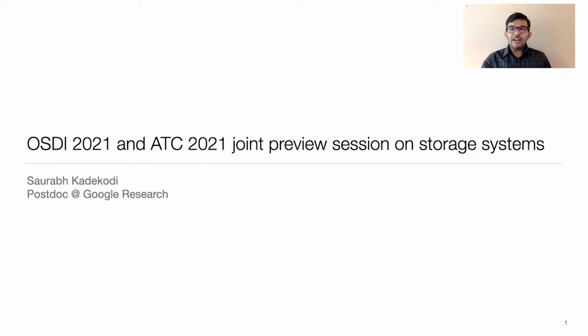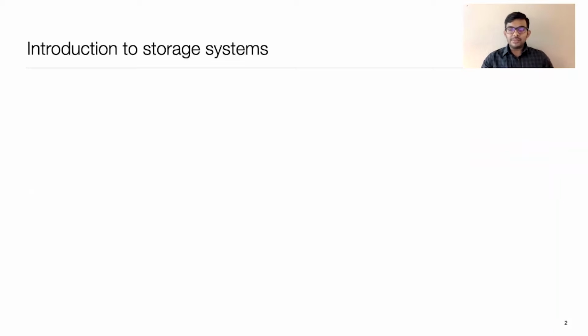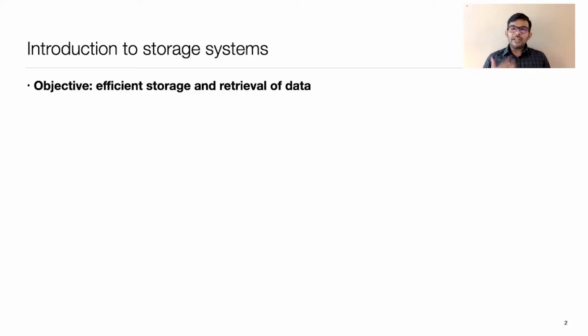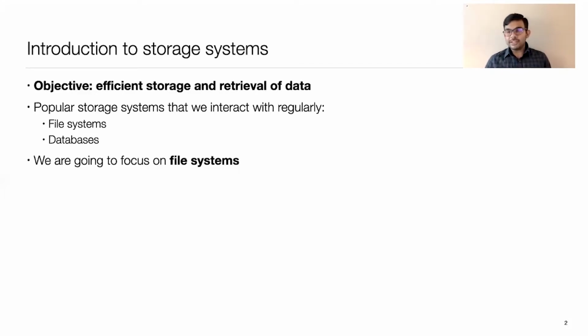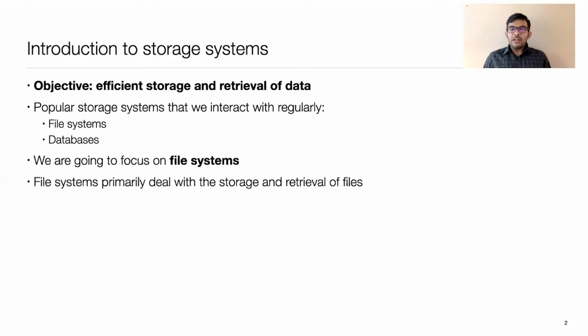I'll start by giving a high level overview of storage systems in general. So the objective, the 10,000 foot view of storage systems, is efficient storage and retrieval of data. Now, the very popular storage system classes that we interact with regularly are file systems and databases. And in this talk, I'm going to be focusing on the file systems. Now, file systems, as the name suggests, primarily deal with the storage and retrieval of files.